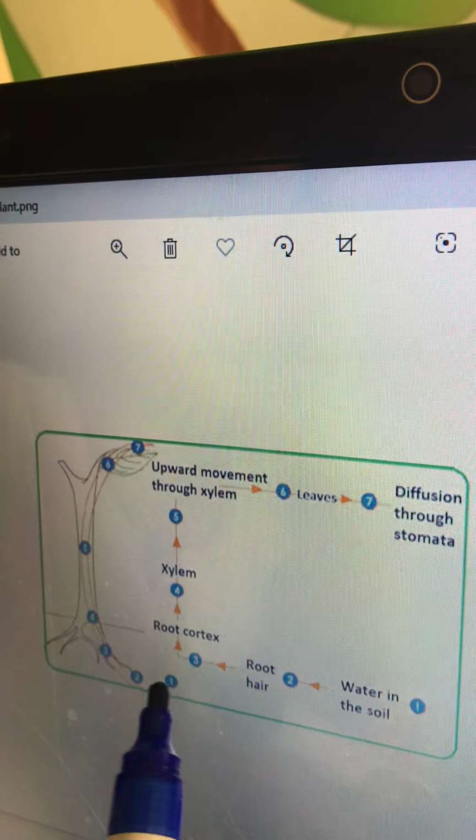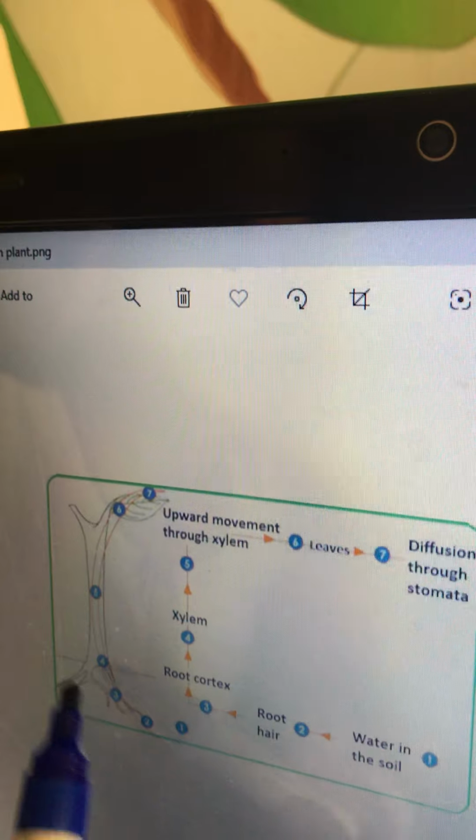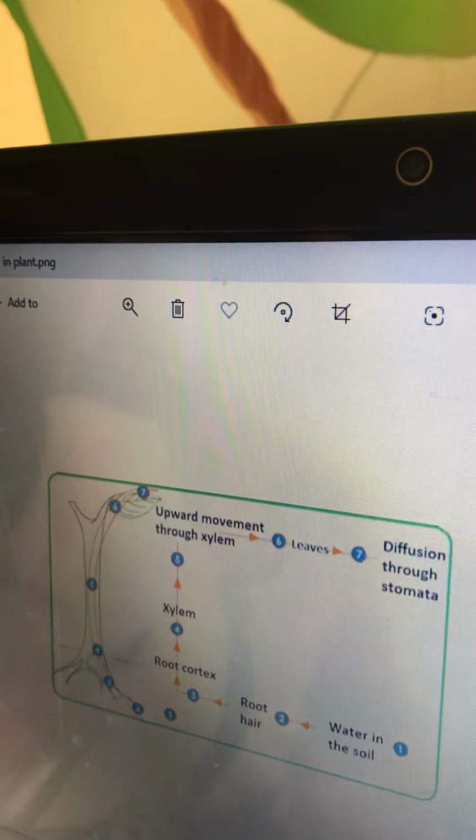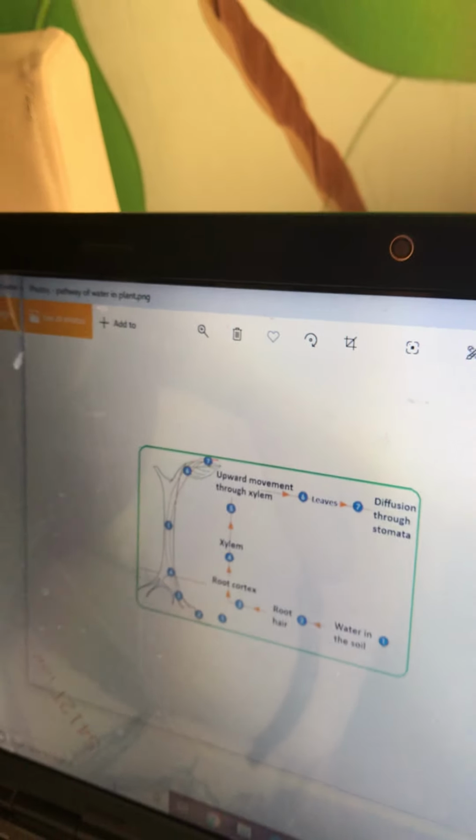Leaves will lose water through transpiration. Here you can see the movement of water molecules also towards upward movement. It will move like this and go upward. Yes. Now one more.